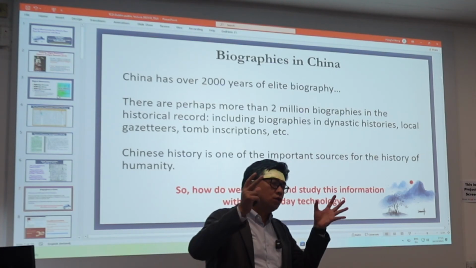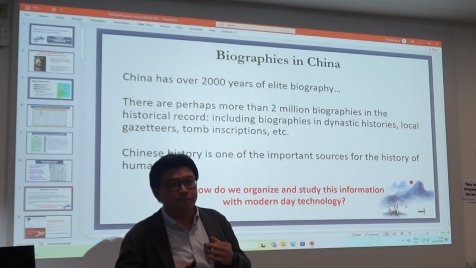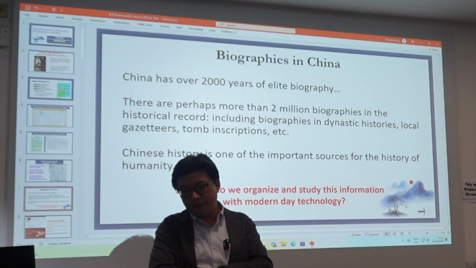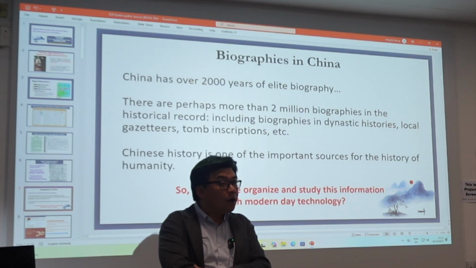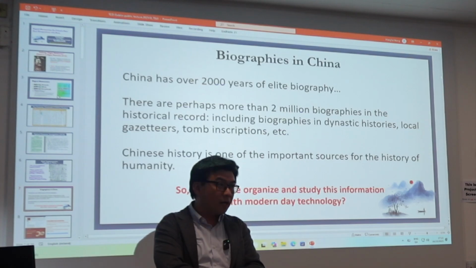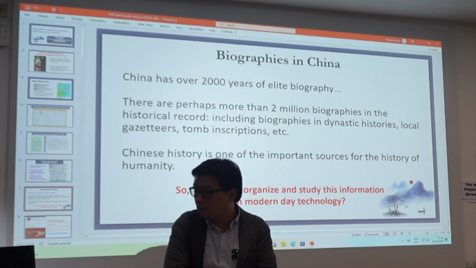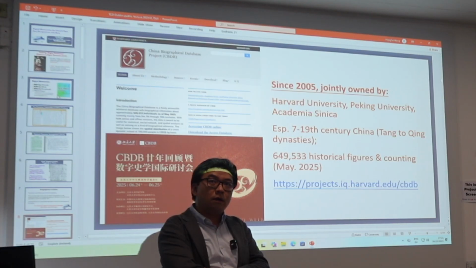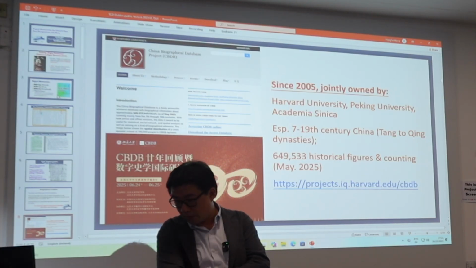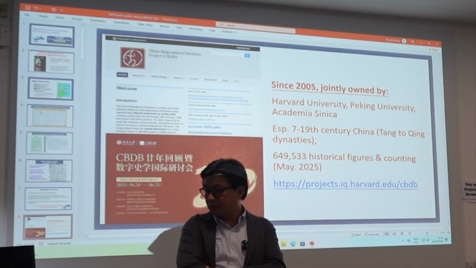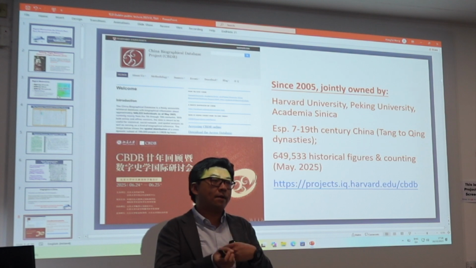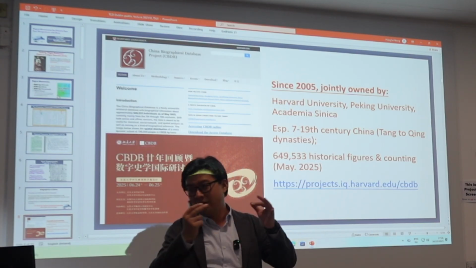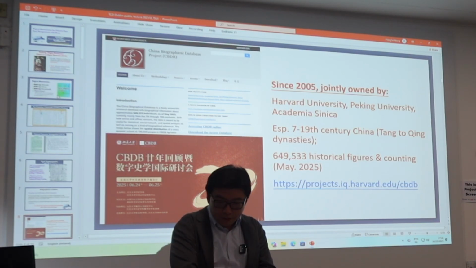So knowing that there is this huge wealth of material, lots of sources, lots of biographies, what do we do, right? With digitization technologies, with better OCR algorithms, with now machine learning even, there are ways that we can organize this sort of data and come up with new ways to analyze it. So this is the database that I worked for when I was doing a postdoc. I was with them for 3 to 4 years, and this is a database run by Harvard, Peking University, and Academia Sinica since 2005. So it's a long-standing digital humanities project in Chinese studies.